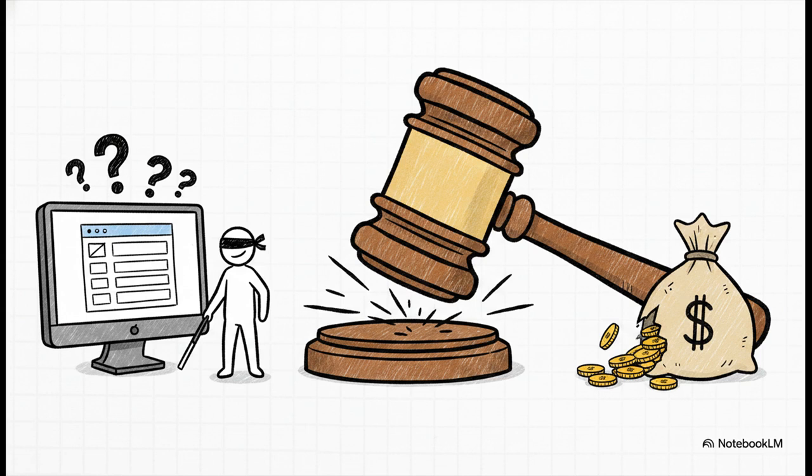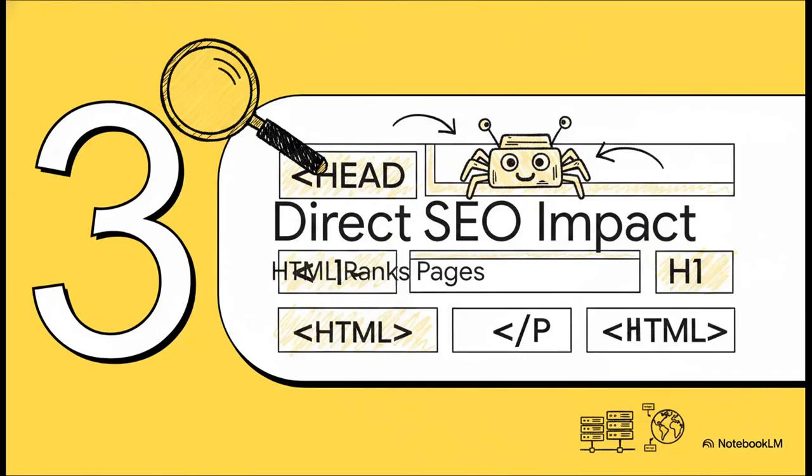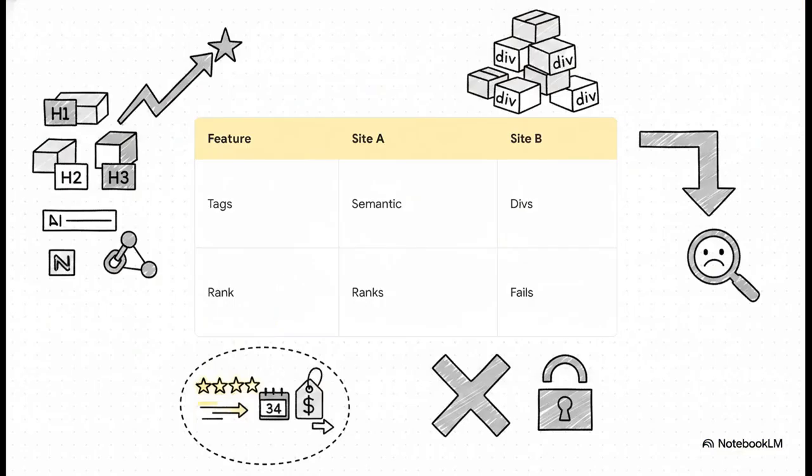If your form has no labels, a visually impaired user has literally no idea what they're filling out. It's a broken experience. Section 3. Direct SEO impact. Now, even if you somehow bypass the legal risks, you cannot bypass Google.